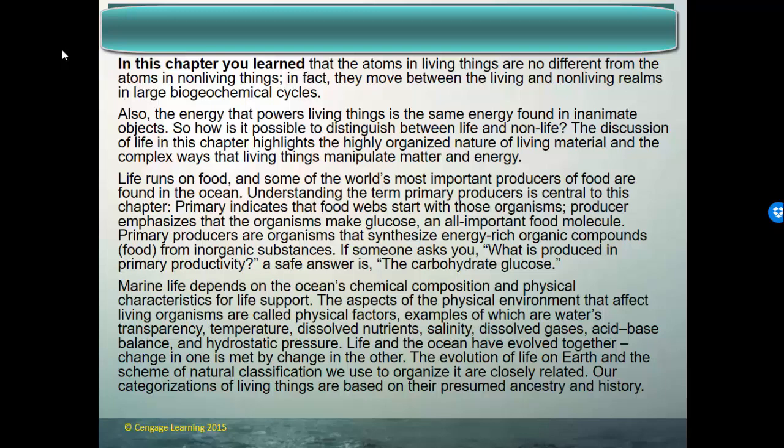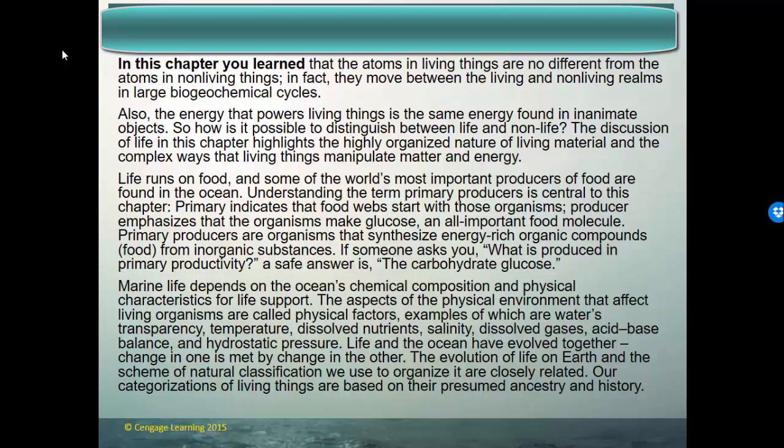And of course we know that life can move, life can repair itself, and life can reproduce. And that's the difference, and it can create its own energy. So the discussion of life in this chapter highlights the highly organized nature of living material and the complex ways that living things manipulate matter and energy.